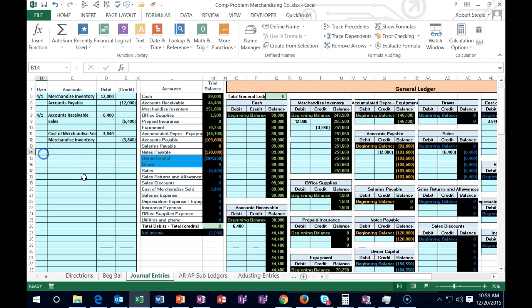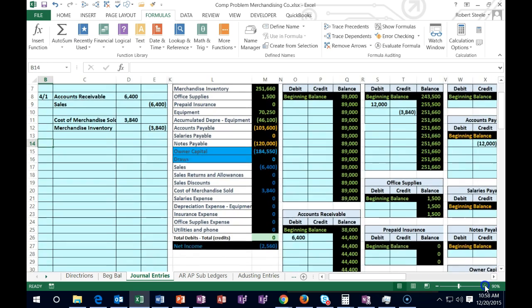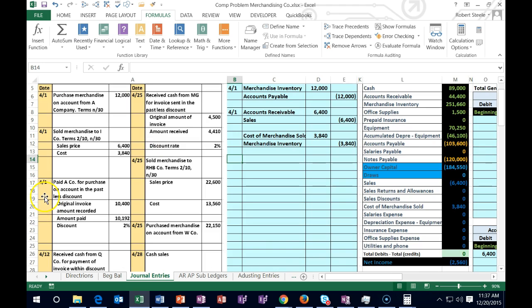All right, let's do the next transaction. We'll make us a little bit larger here, back up to 90. So the next transaction is as of 4/1, so we'll skip a line, put 4/1 on this transaction. It says we paid a company for purchase on account in the past less the discount. So we paid company, so let's just think about that first.